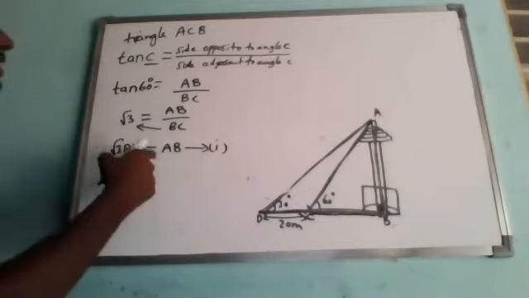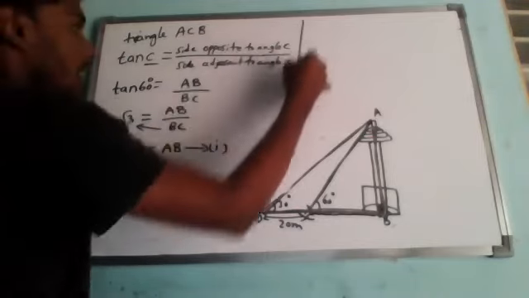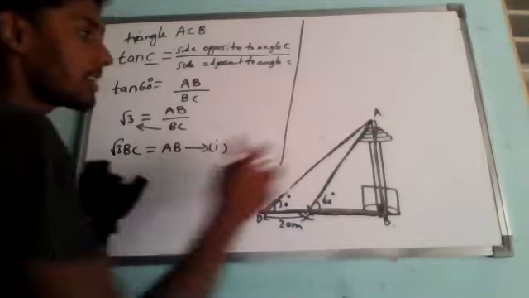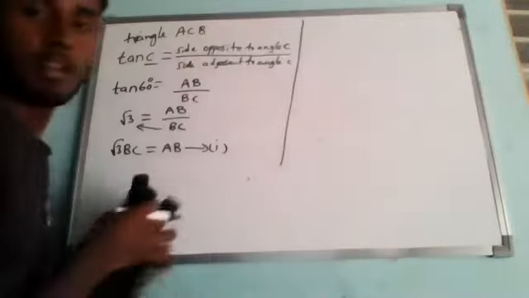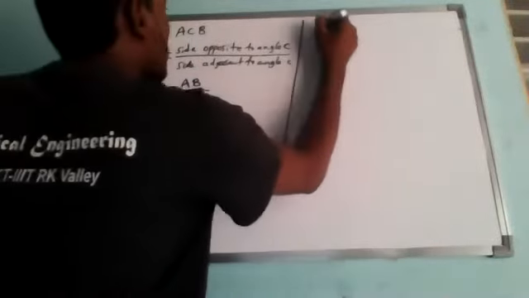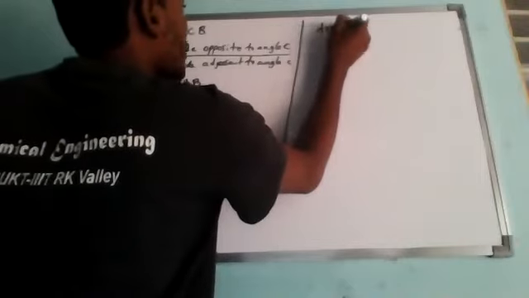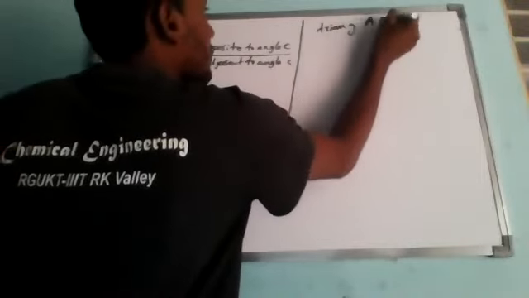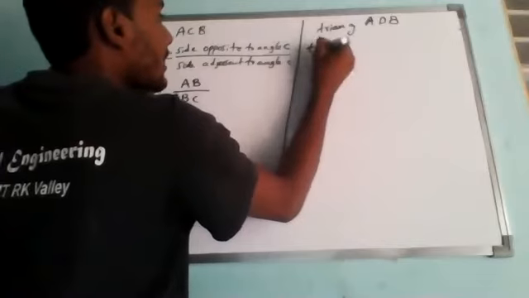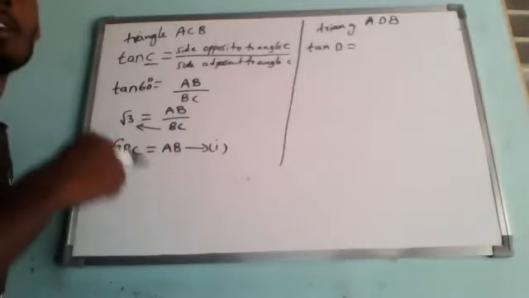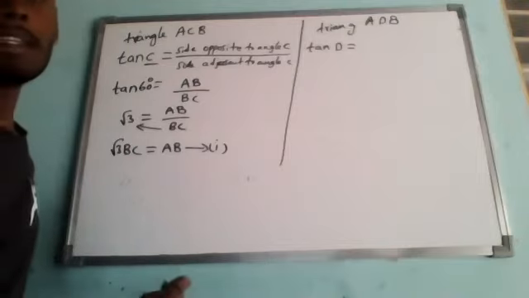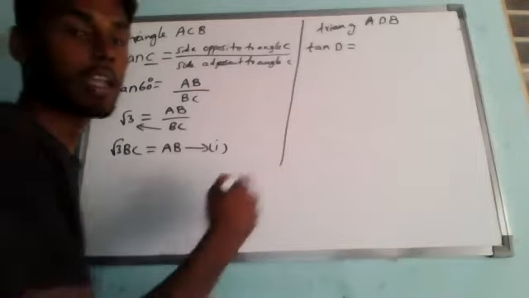Understanding? This is from the first right angle triangle. Now from the second right angle triangle, ADB. So for tan D, what is the tan function? Tan D equals the side opposite to angle D divided by the side adjacent to angle D.